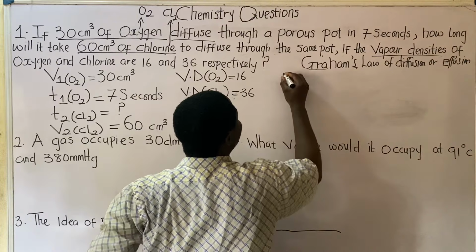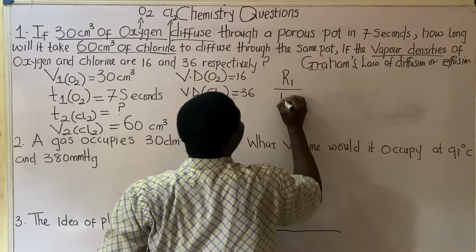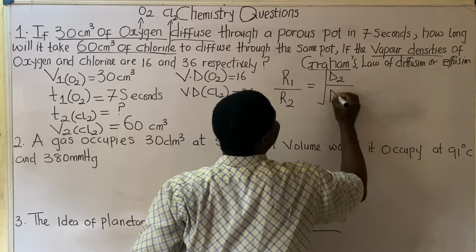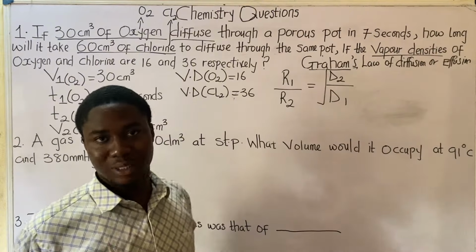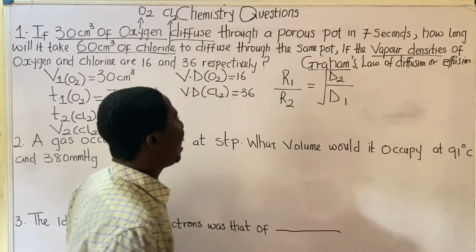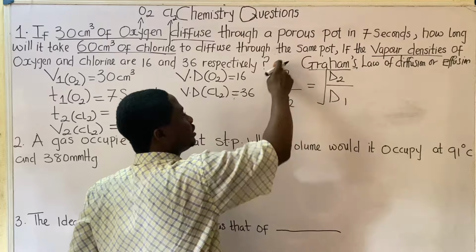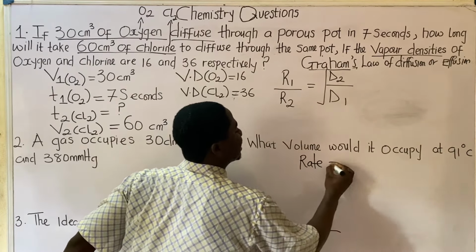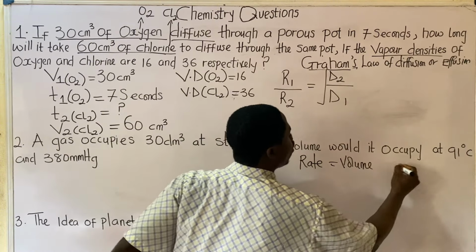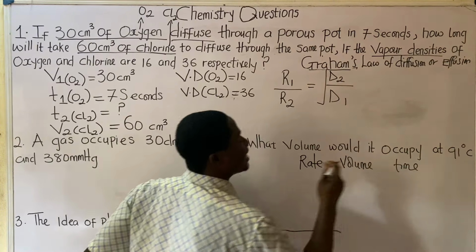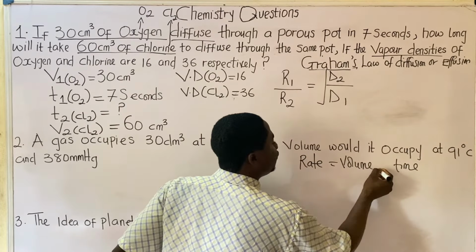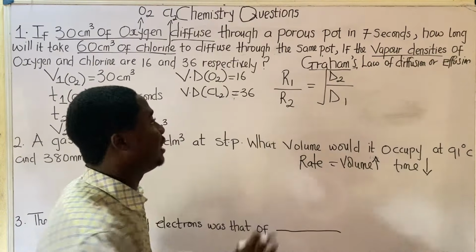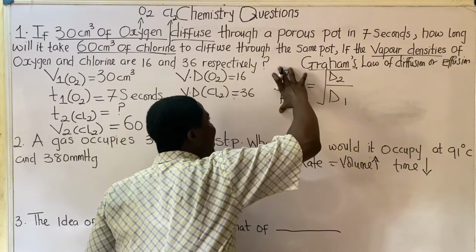Remember the formula which I wrote earlier, which is R1 over R2 is equal to root of D2 divided by D1. And we already know that this D means vapor density, or we can actually just call it density. And this is rate. Now what do we do next? Remember I said that rate relates two parameters, which are volume and time. And I told you that volume and time are inversely proportional. As volume is increasing, time will definitely decrease. So this tells you that I can restructure this, remove the rates, R1 over R2.